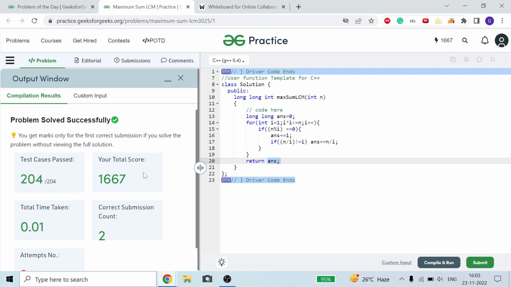Okay guys, so here you can see all the 204 test cases passed. I hope you all understand the problem. This is an O square root n solution.